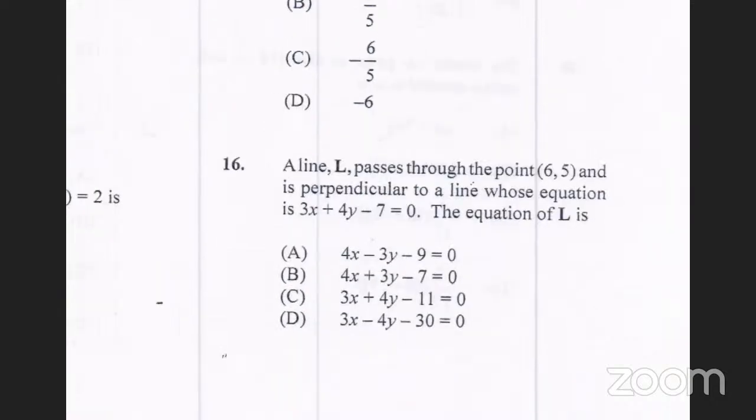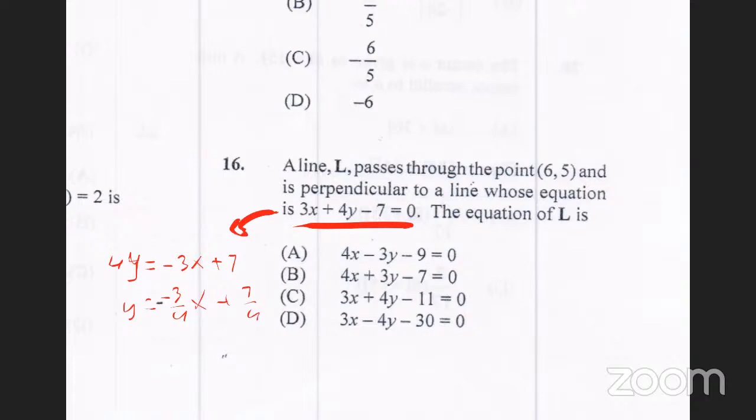Right, next one. A line L passes through (6, 5) and is perpendicular to a line whose equation is this. So the first thing that we need to get is the gradient. So 4y is equal to minus 3x plus 7. So that's what we need first. So the gradient will be minus 3/4.